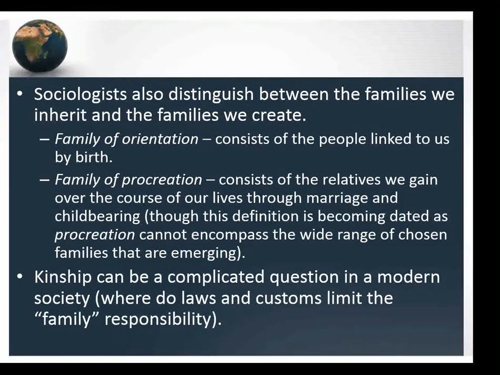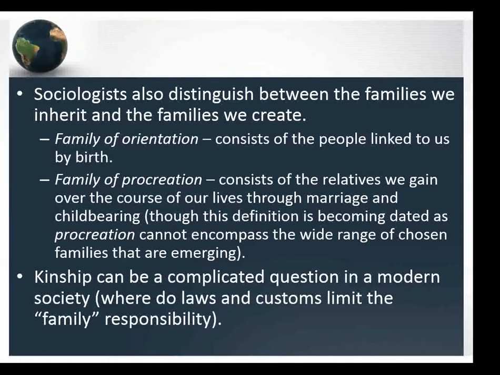We do distinguish between the families we inherit and the families we create, however. So we have this concept of the family of orientation. This consists of the people that are linked to us by birth. So when we are born, this is our family of orientation: our immediate siblings, our parents, perhaps maybe our grandparents. Then we have the family of procreation, which consists of the relatives we gain over the course of our lives through marriage and childbearing. So it's your spouse and your children.